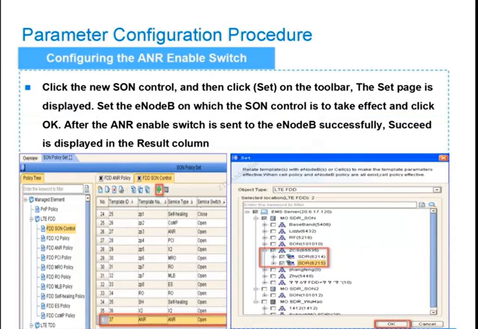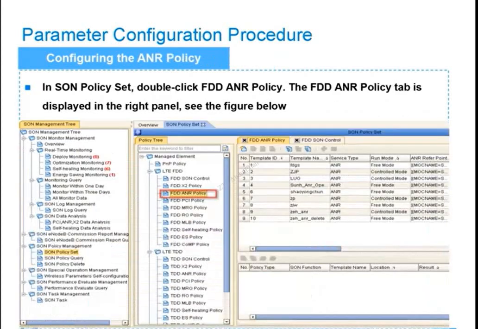So we can click the new SON control and then click Set on the toolbar. The Set page will display. Set the eNodeB on which the SON control takes effect and click OK. After the ANR enable switch is sent to the eNodeB successfully, it will display in the result column. So this is the first step, enabling the ANR switch.